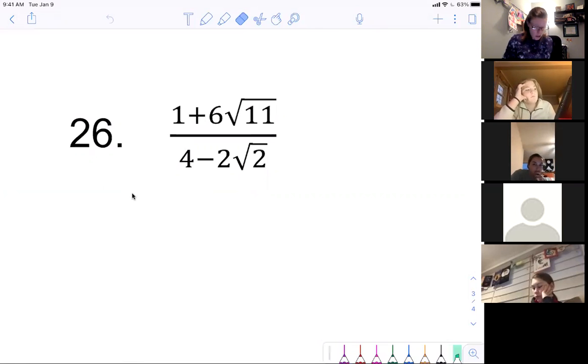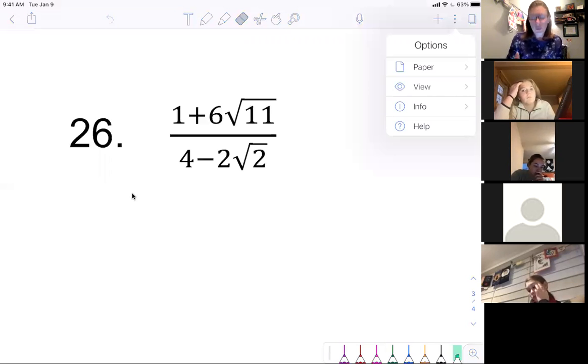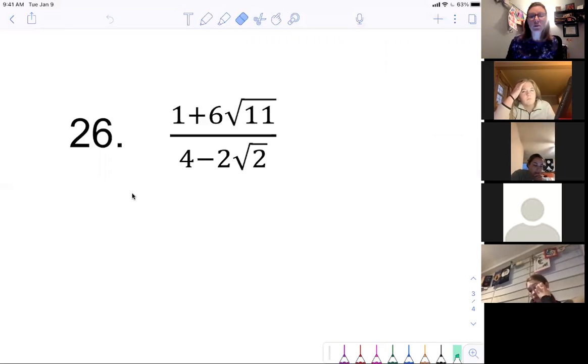And the directions actually say to divide, because technically we are dividing. But instead of truly dividing, it's more of a simplifying problem. We are not allowed to have radicals in the denominator. So we're going to try and get that out.